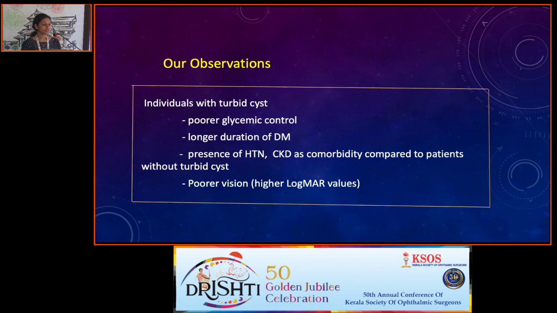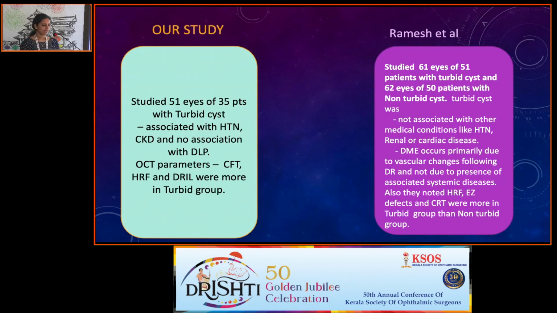Coming to discussion, we observed individuals with turbid cyst had poorer glycemic control, longer duration of diabetes mellitus, presence of hypertension and chronic kidney disease as comorbidity compared to patients without turbid cyst, and poorer vision also. We studied 51 eyes of 35 patients with turbid cyst, and we found association with hypertension, CKD, and no association with dyslipidemia. OCT parameters were also more in the turbid cyst group.